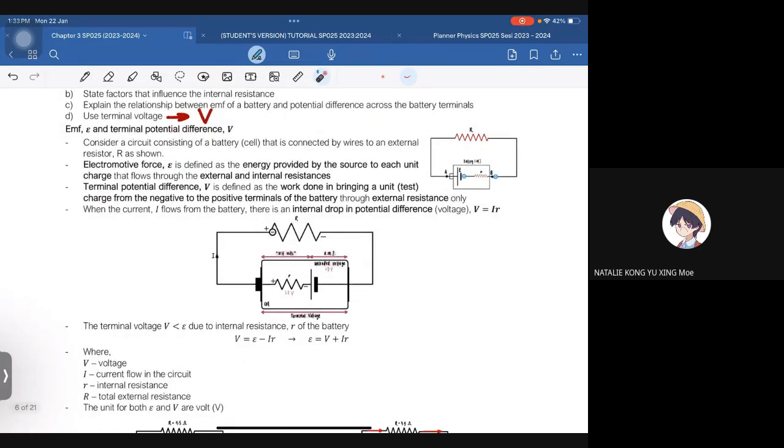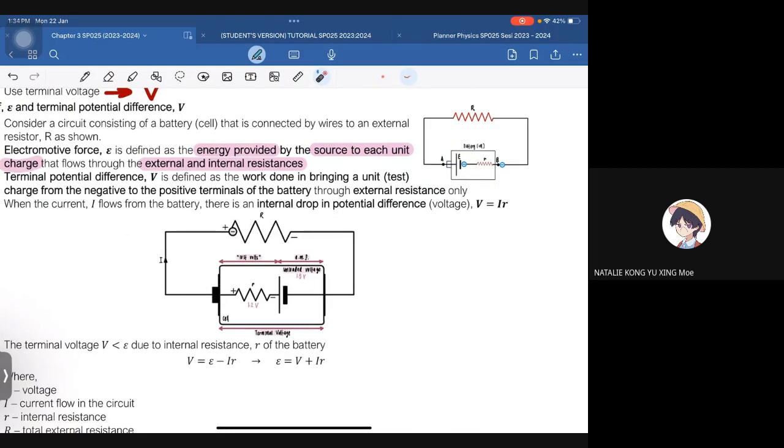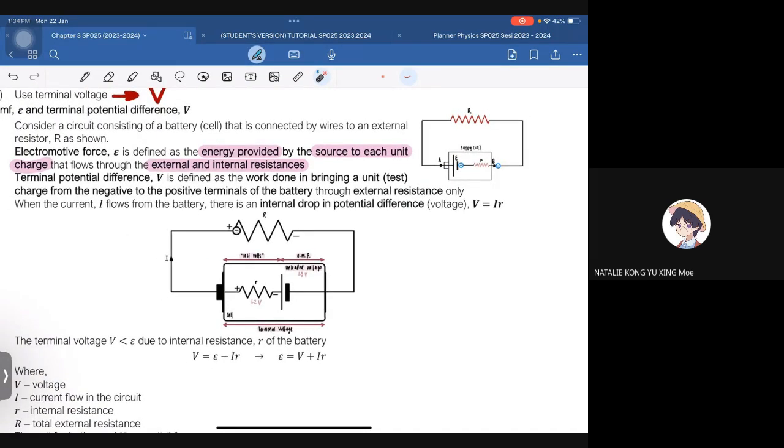Okay, so EMF here is defined as the energy provided by the source to each unit charge that flows through the external and internal resistance. If you look, it says external and internal. So EMF is basically the cell. Terminal voltage and terminal potential difference are the same thing.